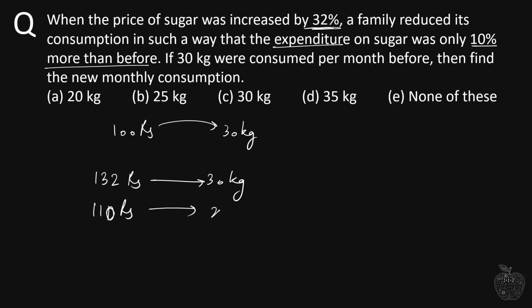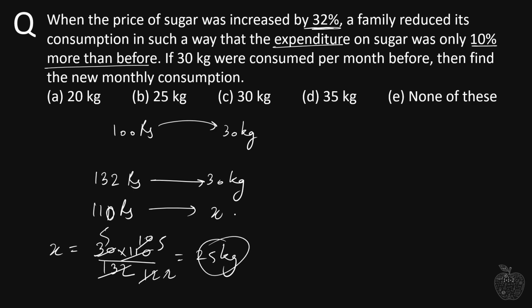So let's say their new consumption here is X. First let's calculate the value of X. X is equal to, we'll do cross multiplication, so we get 30 into 110 divided by 132. Simplifying, we get the value of X, which is 25 kgs. So that means their new consumption will be X, which is equal to 25 kgs. So this is our required answer, which is option B.